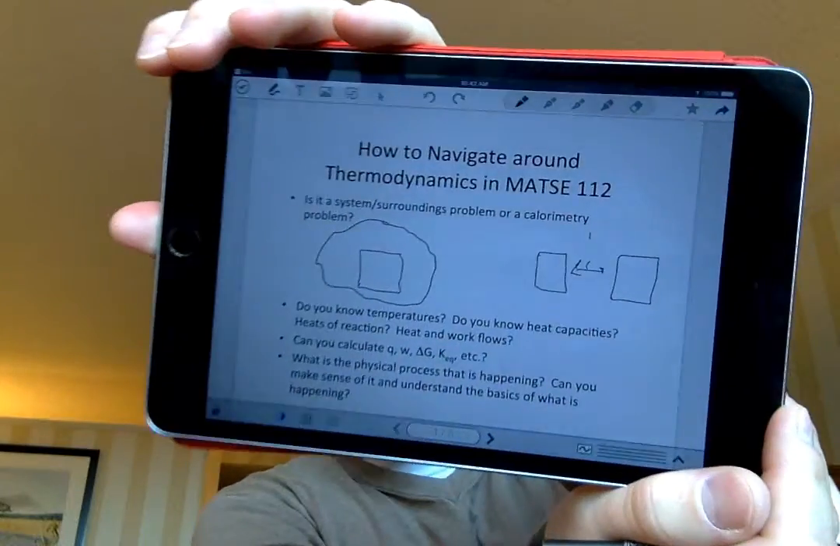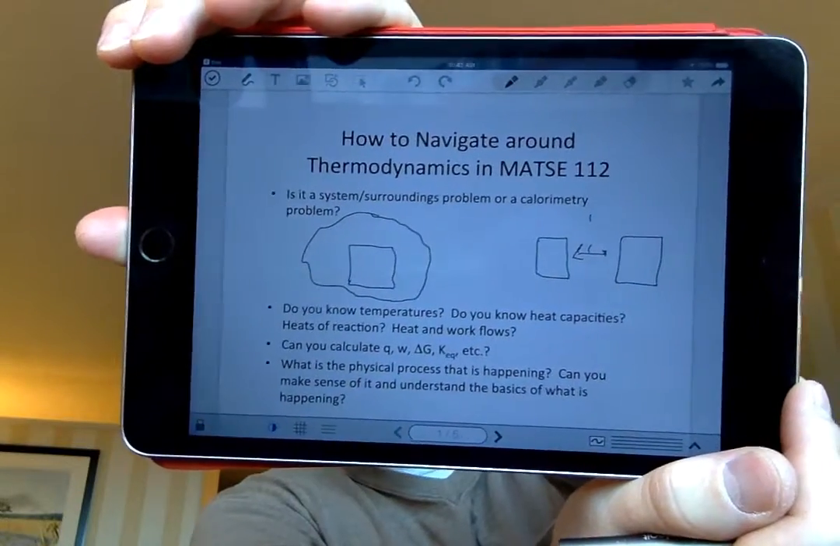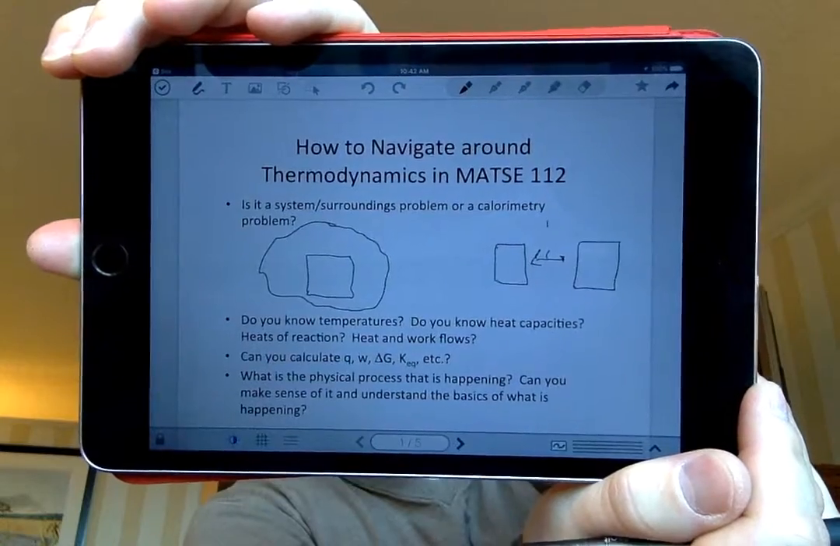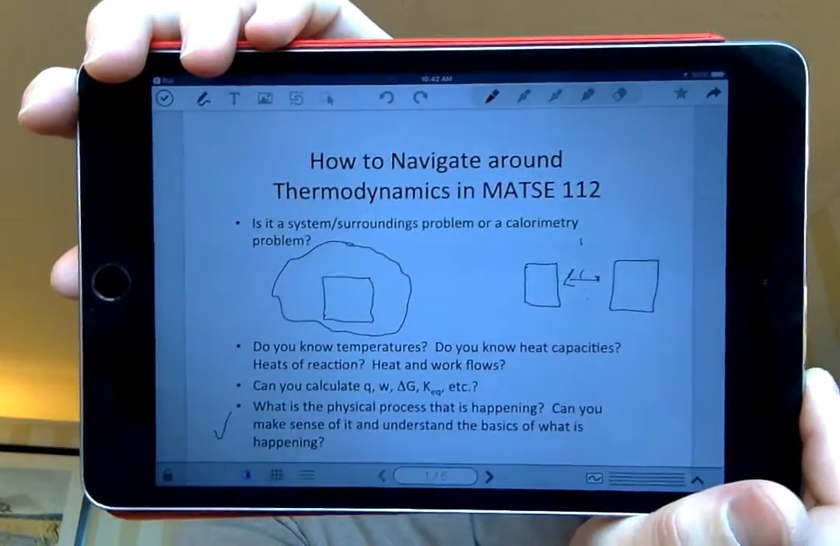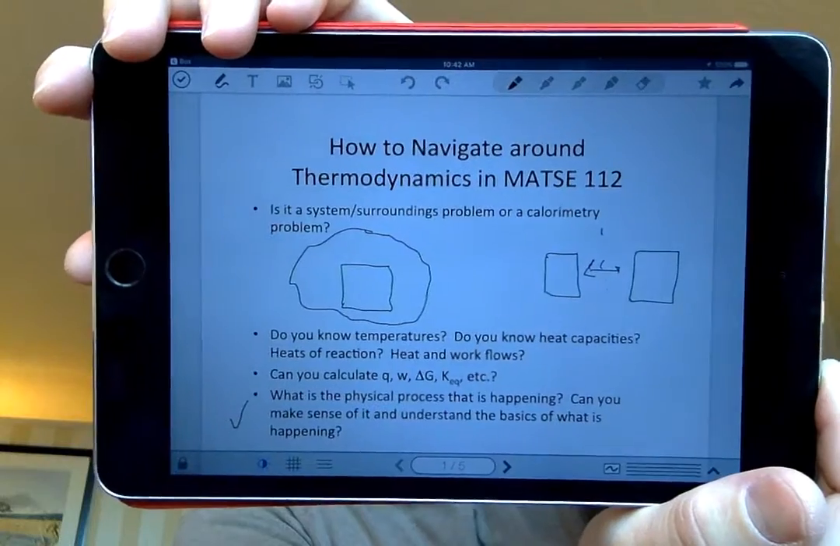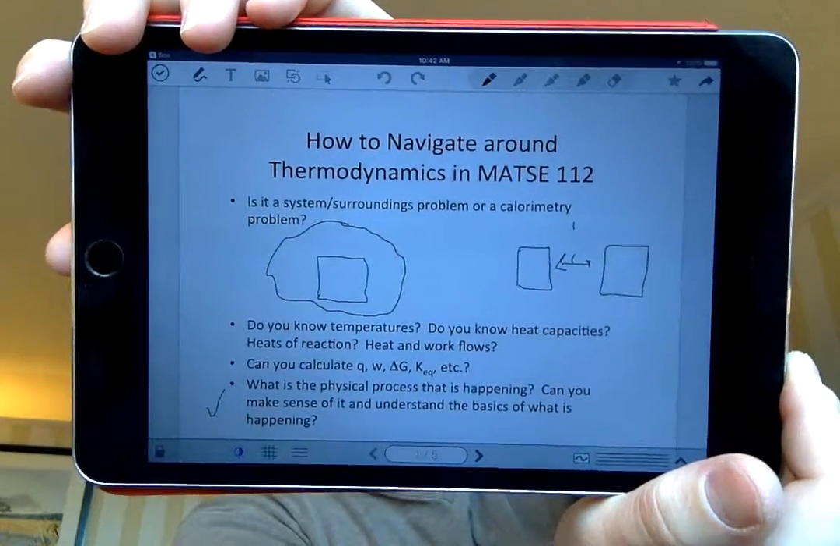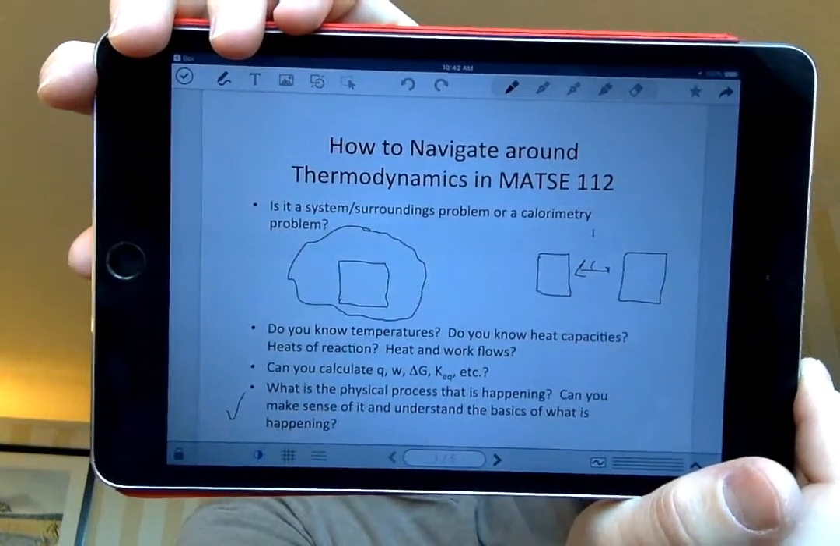Also, it's important to keep in mind what the physical process is. This bottom bullet point gives you a reality check as you start to approach these problems. What's really physically happening? What's happening when liquid water solidifies to solid water? Or what's happening when this chemical reaction occurs? Is heat being evolved or is heat being absorbed? Does the temperature go up or down? And is that temperature change reasonable?